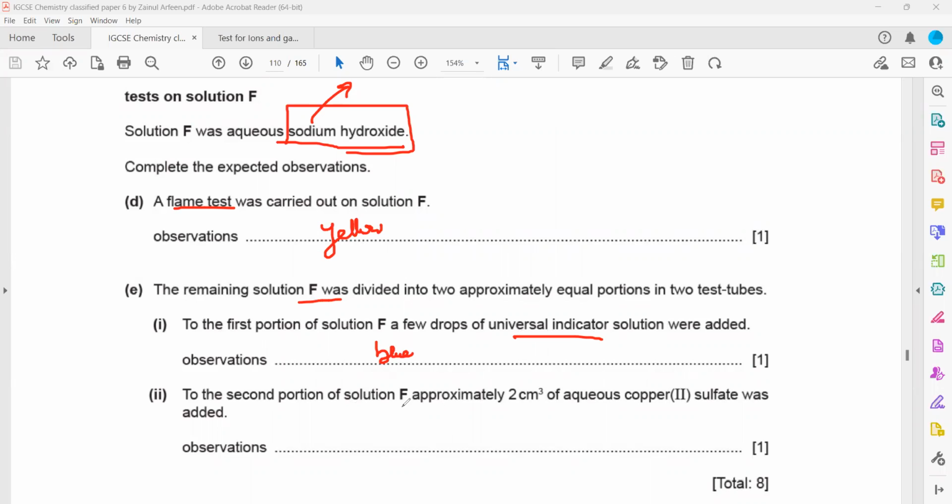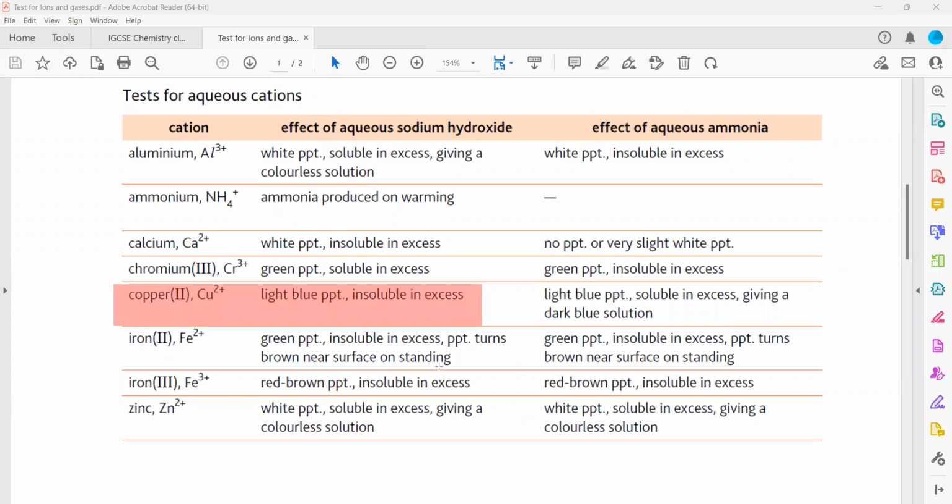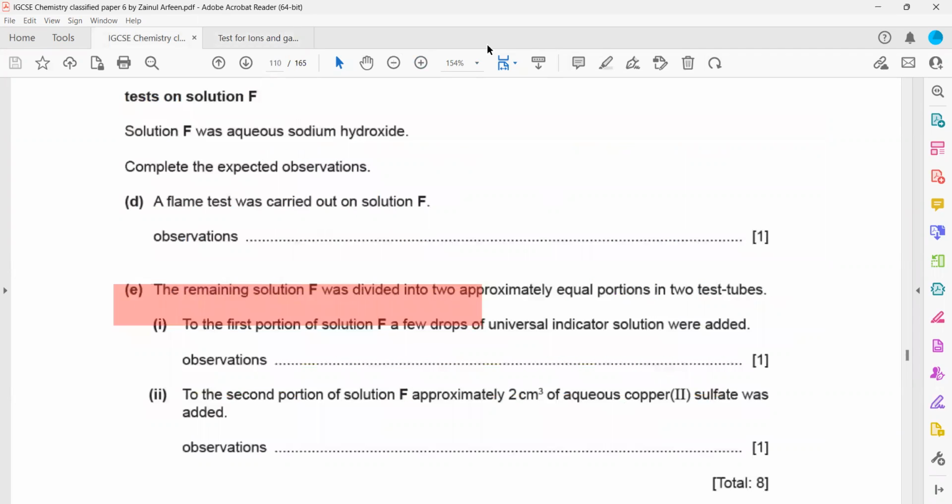The second portion of F, approximately 2 cm cube of copper 2. So when we have a copper 2 ion and we add sodium hydroxide, we will get a light blue precipitate, which will be insoluble in excess. We can say light blue precipitate remains.